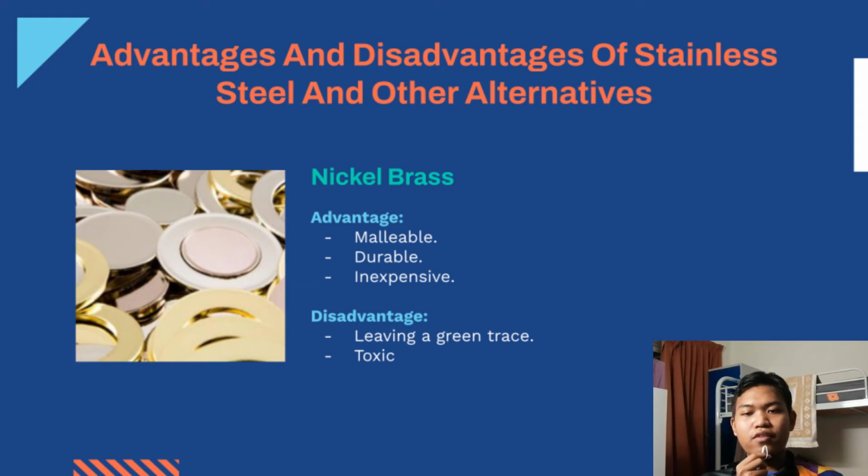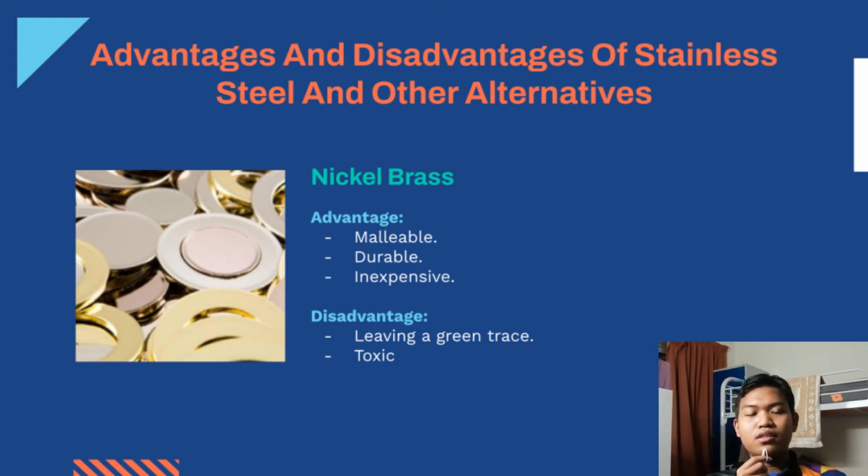Now the advantages and disadvantages of other alternatives. The first alternative is nickel brass, and the advantage of nickel brass is that it is malleable, durable, and inexpensive. The disadvantage of nickel brass is that it leaves a green trace on your finger when you touch it, and it is toxic, but not lethal. It can cause serious allergic reactions in humans.